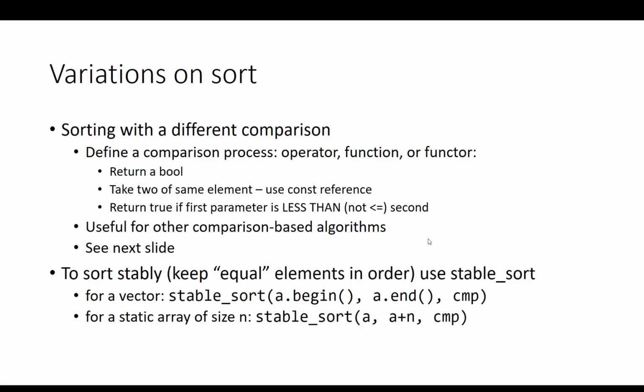Now, one thing that I'll mention is stable sorts. If you don't remember, a stable sort is something where if two things are equal, it leaves the order between them unchanged. Not all sorts are stable. So if you actually want to guarantee that you have a stable sort, instead of calling sort, you would call stable sort, where CMP is your comparison function in this particular case.